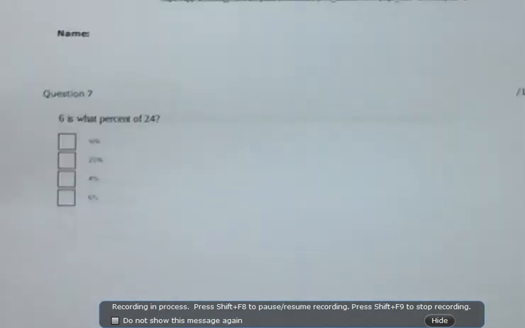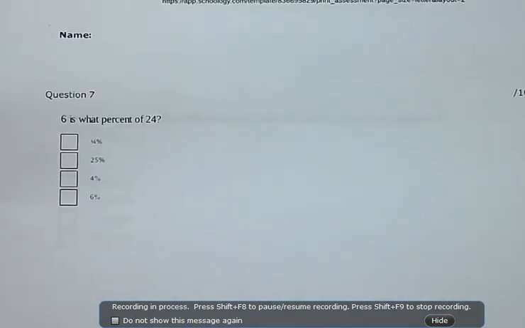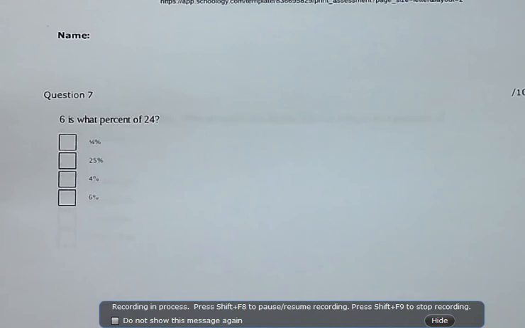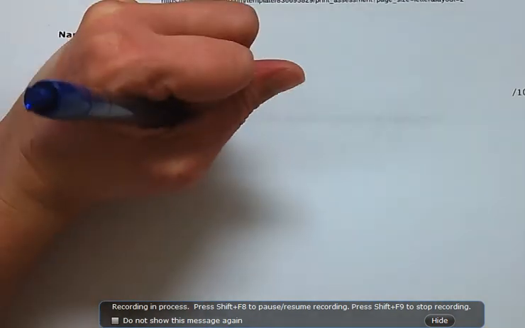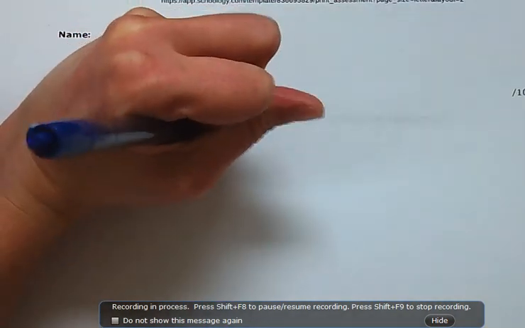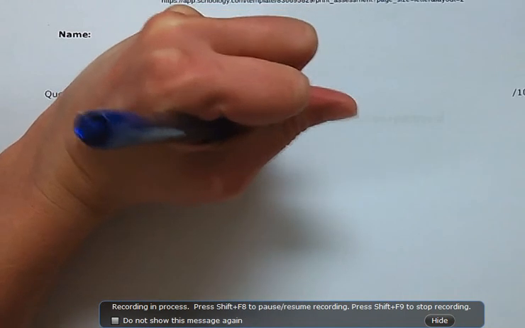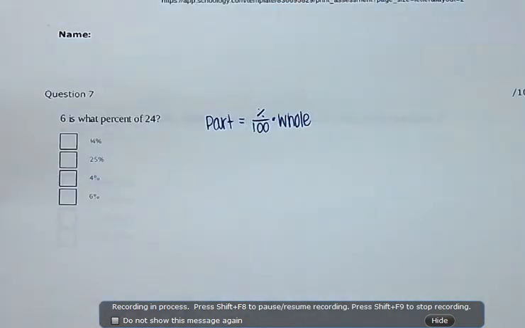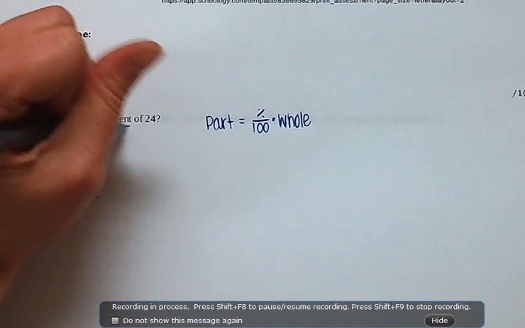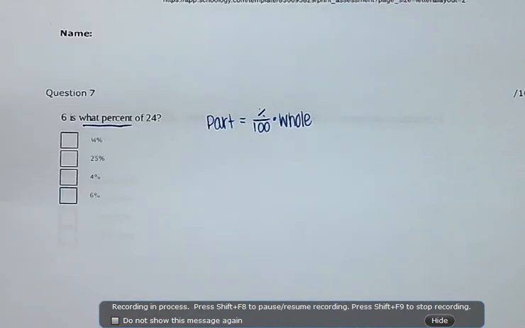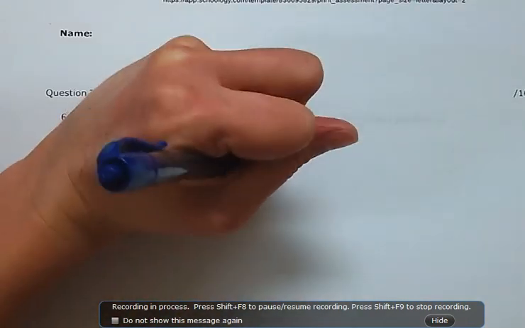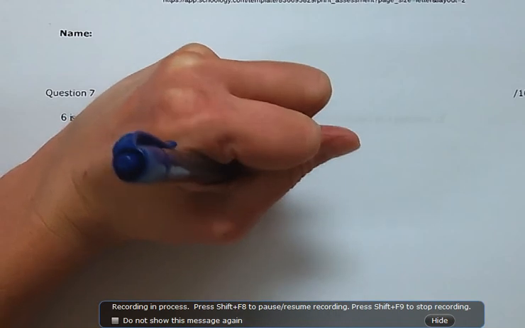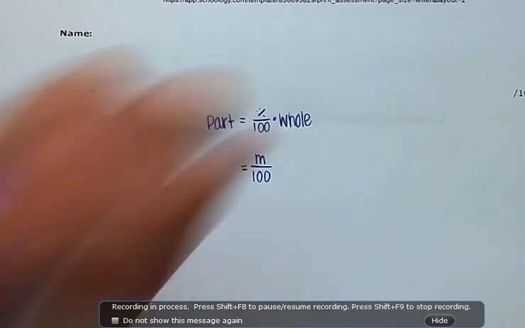Number 7 says 6 is what percent of 24? So this is a basic percent problem, which means we're going to use our percent formula. Part equals percent over 100 times the whole. Now notice what they ask for here. They say 6 is what percent of 24? So those words, what percent, tell me that I'm going to put a variable in for my percent. So instead of percent over 100, I'm going to write m over 100. Usually we use the variable m for percent.